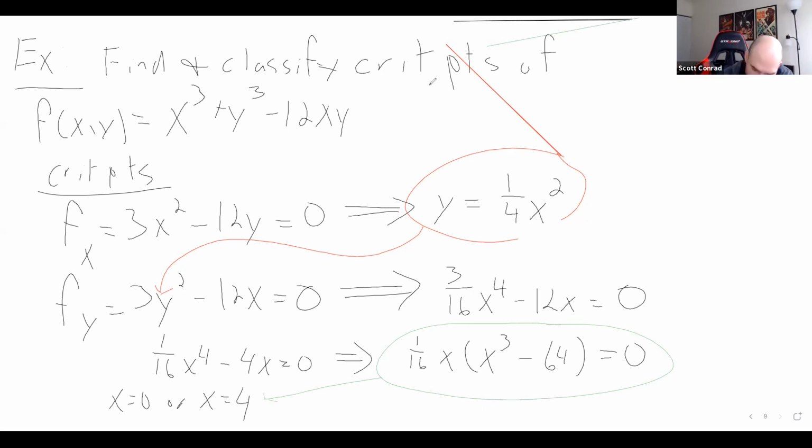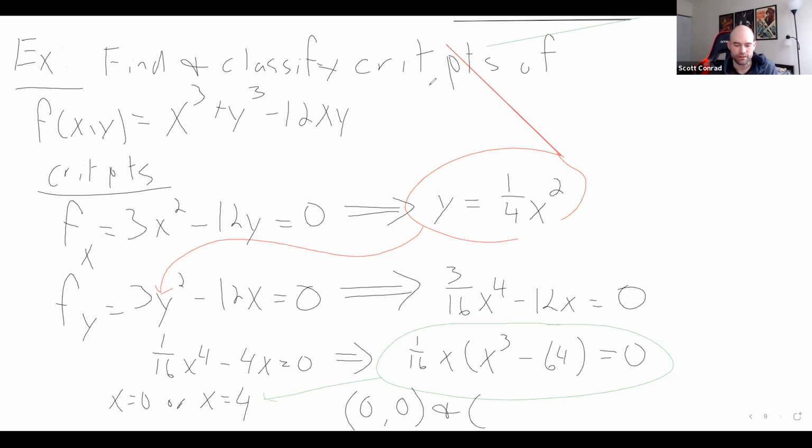So if x is equal to 0, we know y is equal to 1 over 4 x squared. So what is y equal to in that case? It's equal to 1 over 4 times 0 squared, which is 0. So that's one critical point corresponding to x equals 0.